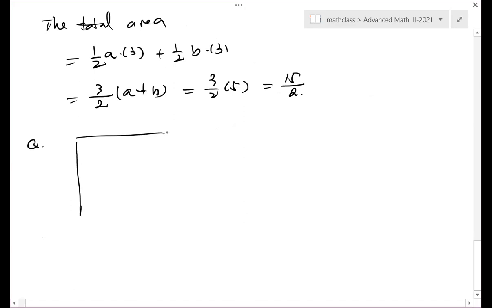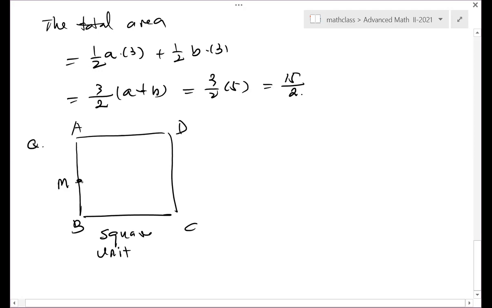So here's another problem. This is a unit square, ABCD. I choose the point M, the middle point, and another middle point P. So DP and PC are each 1/2.